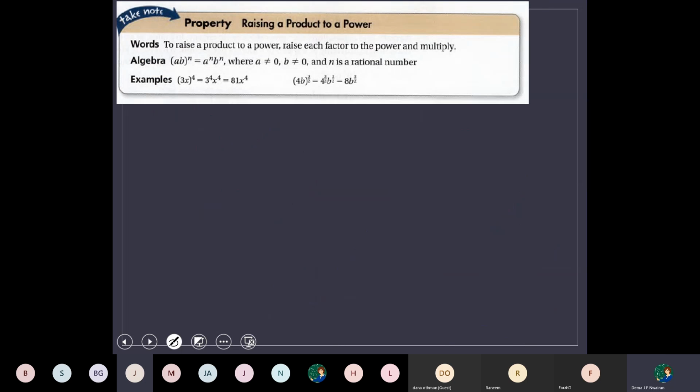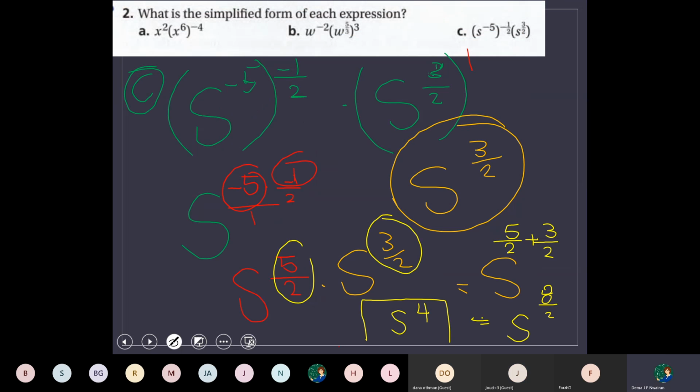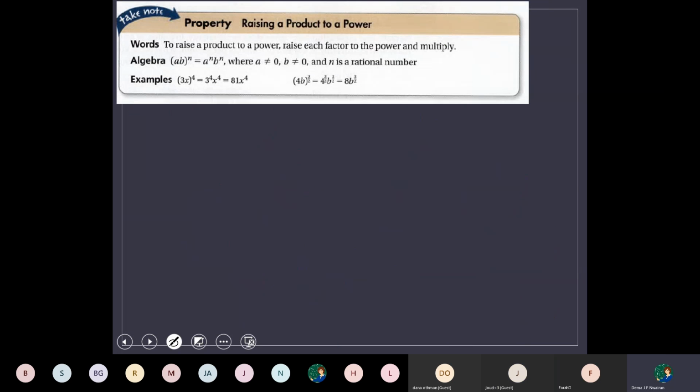Teacher, why to the power of 4? Because 8 divided by 2 is 4. Oh, yeah.